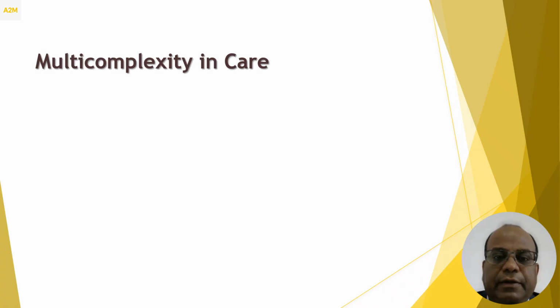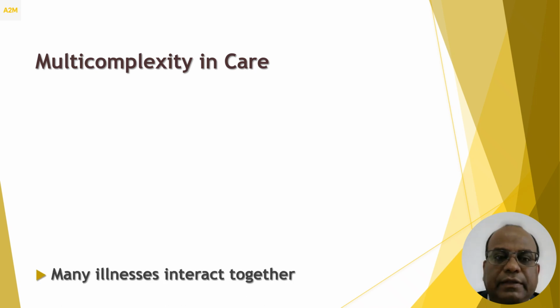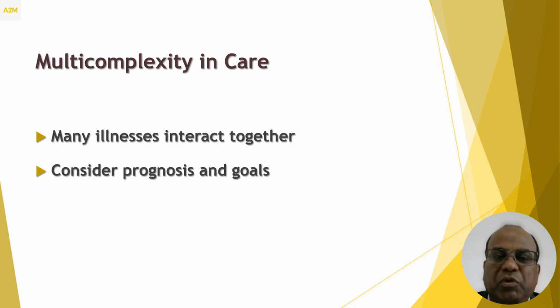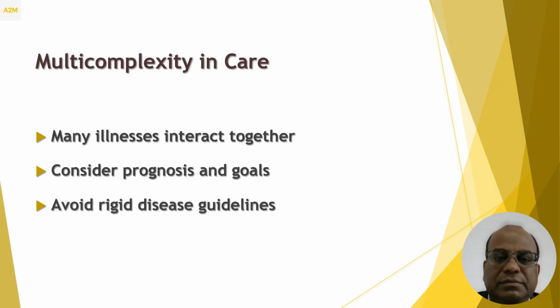Multi-complexity in care. Multi-complexity or multimorbidity means many health issues happening at the same time. Older adults often have this. They may have diabetes, heart disease, arthritis, memory issues, poor eyesight, and weak muscles, sometimes all together. These problems interact, and treating one may affect the other.